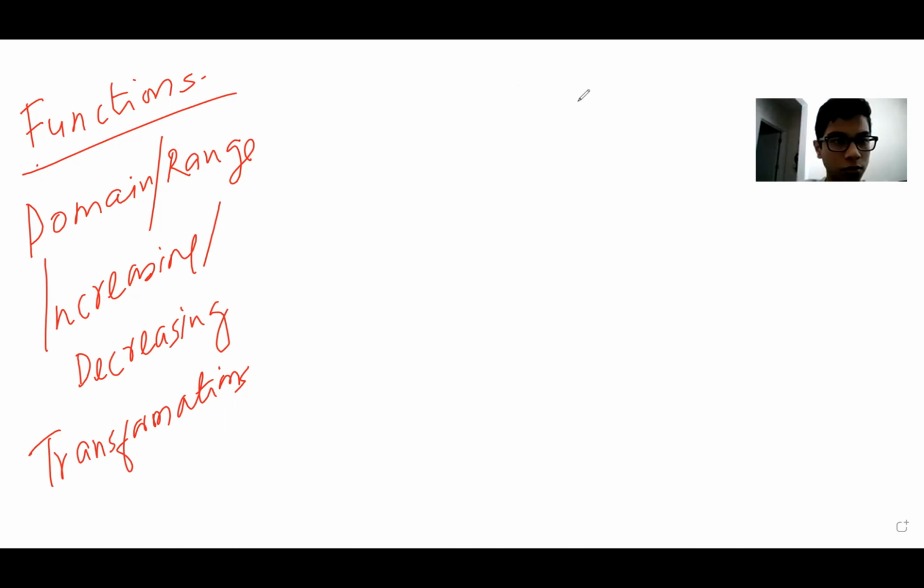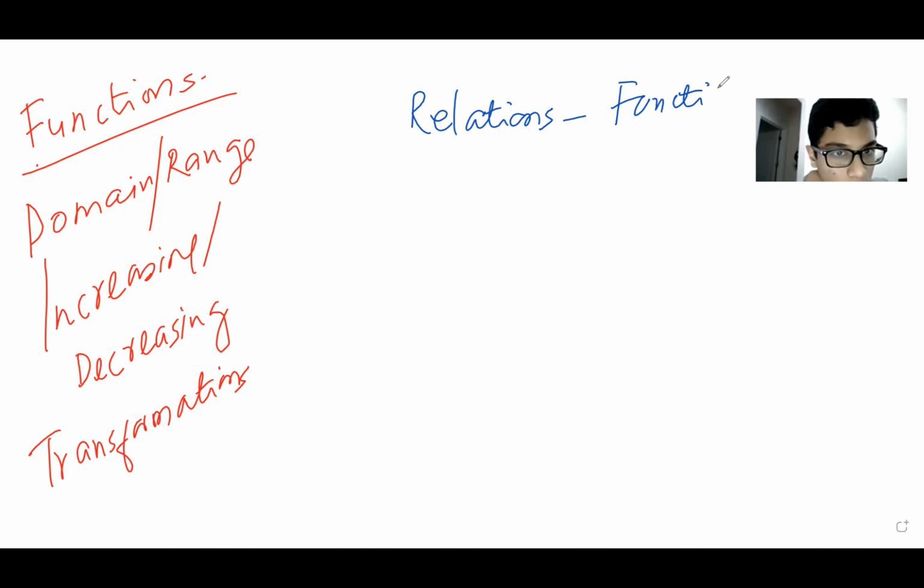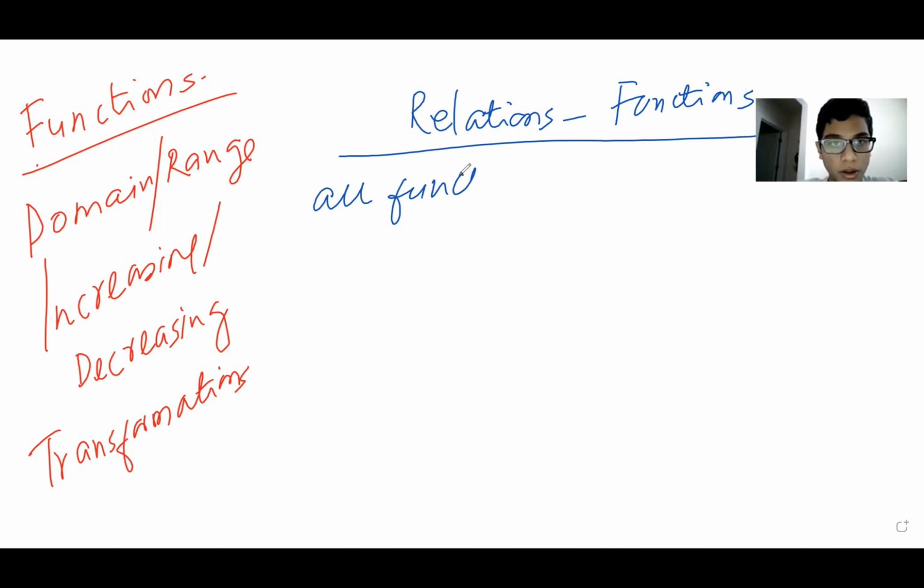Correct. So when we say functions, the first thing we talk about is relations and functions, right? What is the difference? Can you tell me the difference? A relation shows the relationship between the input and output, where a function has just one output for one input. Correct. So all functions are basically relations. All functions are relations. That's very important to understand.